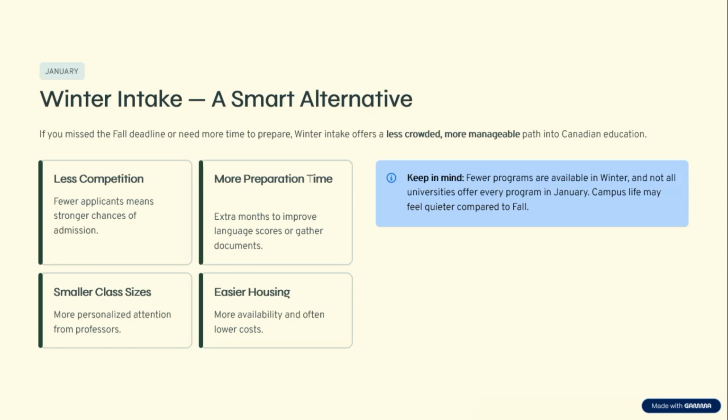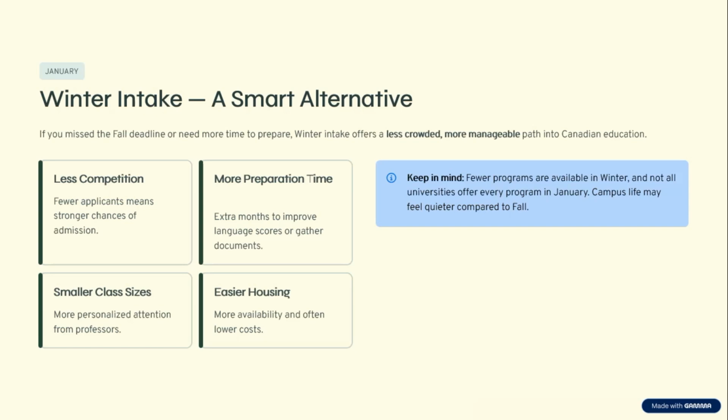So you can apply for the winter intake, a couple of months away. If you need more preparation time, if you think maybe I'm not ready for this, then you need to prepare for that as well. Keep in mind, with extra months to improve your language score or gather documents, then winter intake. But I'm telling you, you have to make sure your program is listed in the winter intake. So smaller class size, easier housing, everything.